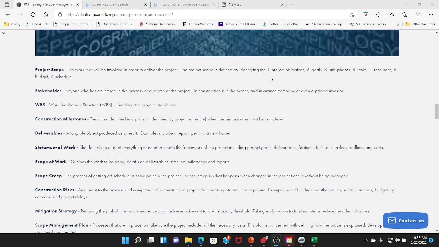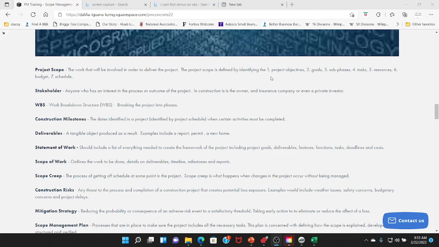Two, the second portion, are the goals. What are the goals specific to the project? And then three, what are our sub phases? So, in terms of commercial construction, we could be talking about the site work phase, and then the actual building of the building, and then finishing it off, and then prepping it, or the punch list. So, what are the phases that we're going to break the project into? And then the tasks, number four.